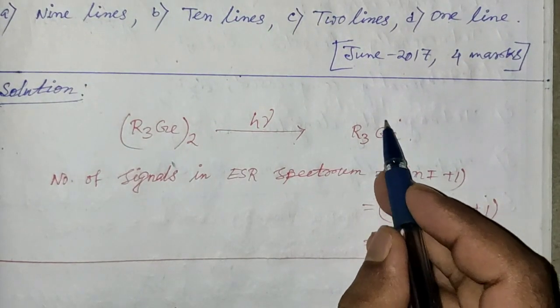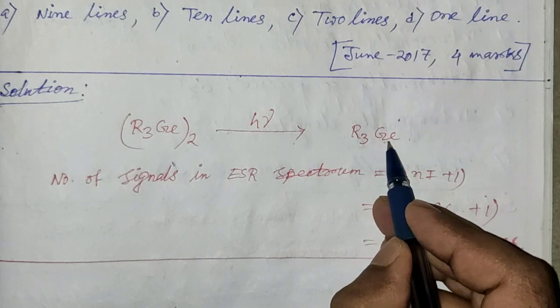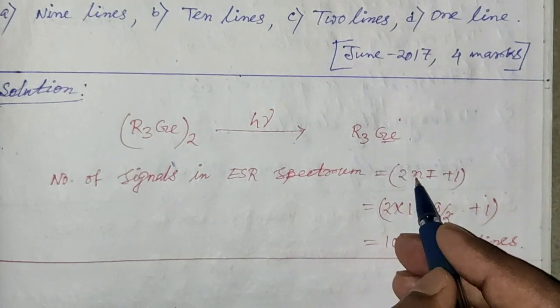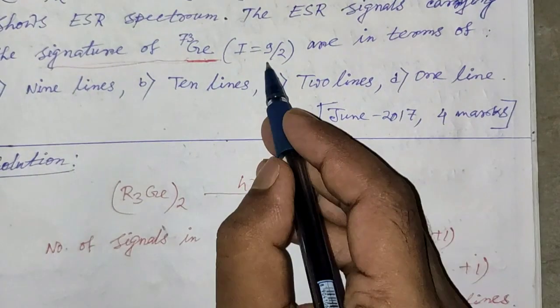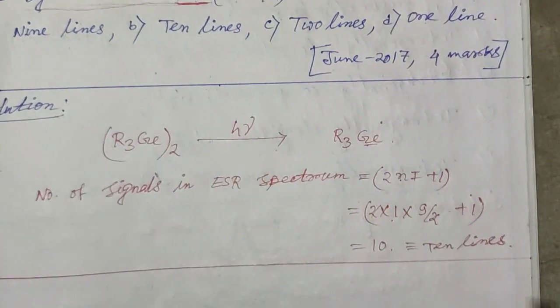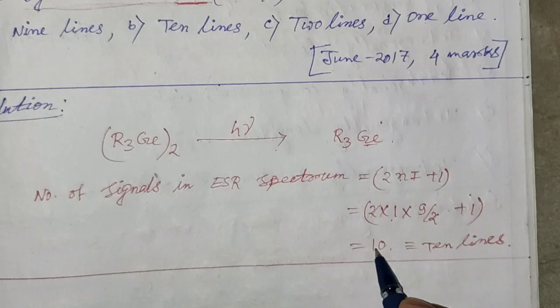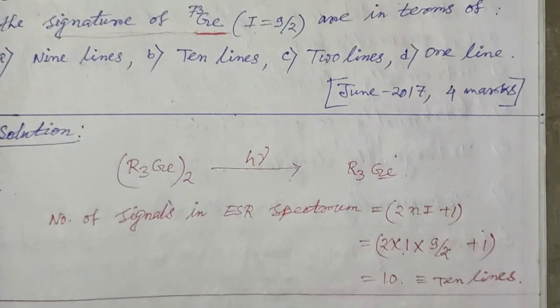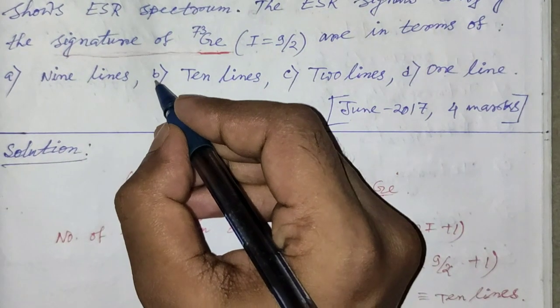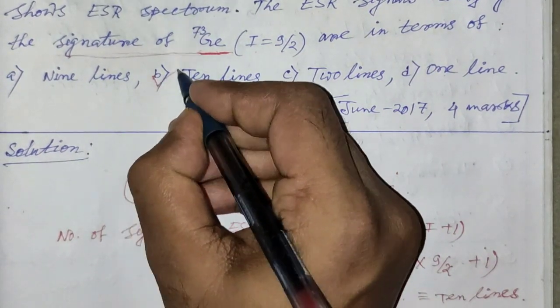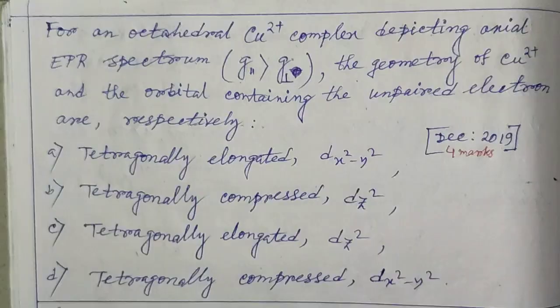Now since in the radical there is only one germanium nucleus, N is equal to 1, and I for germanium is given as 9/2. So putting this value we will get 10 lines. So thus EPR signals will contain 10 lines. So option B is the correct answer.